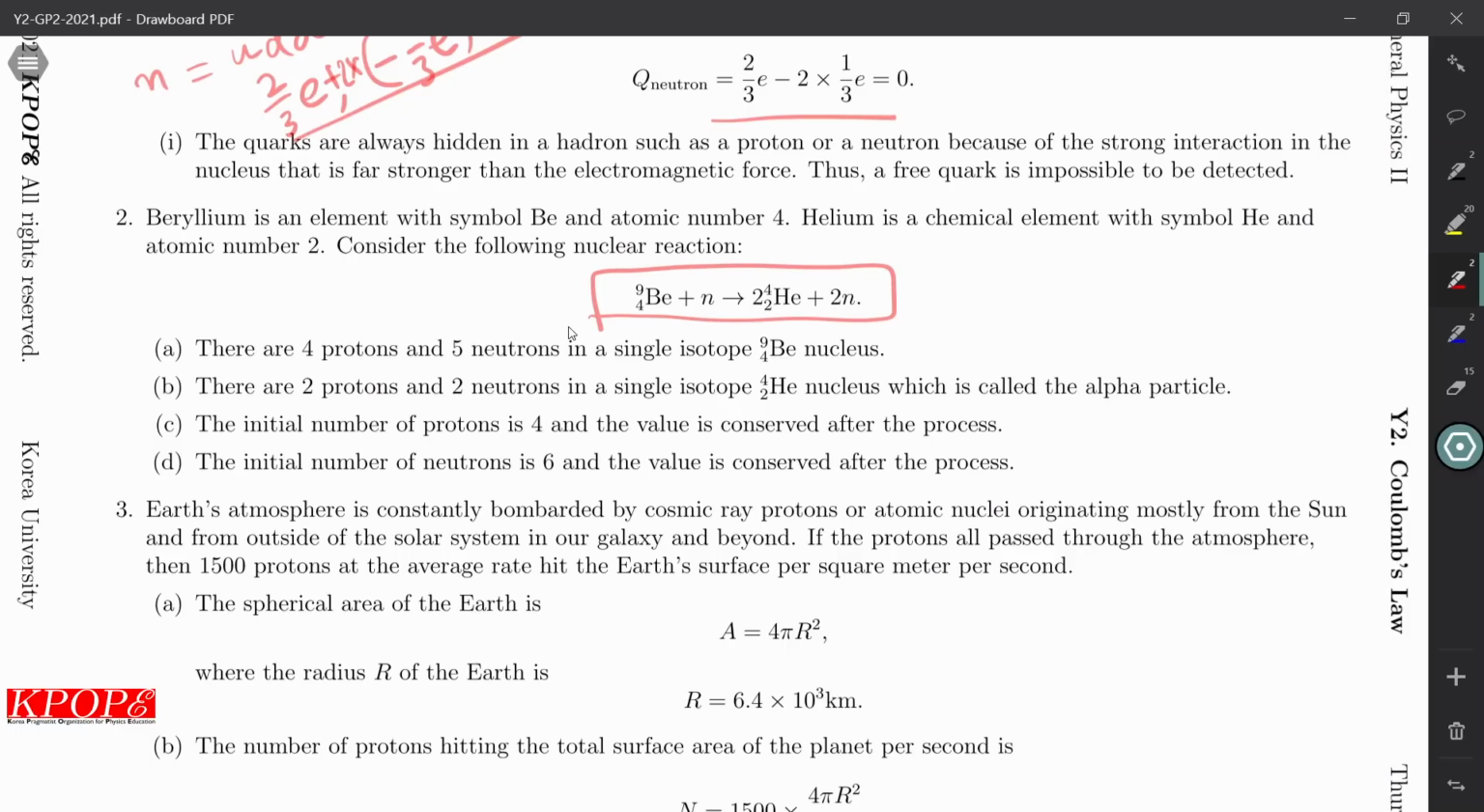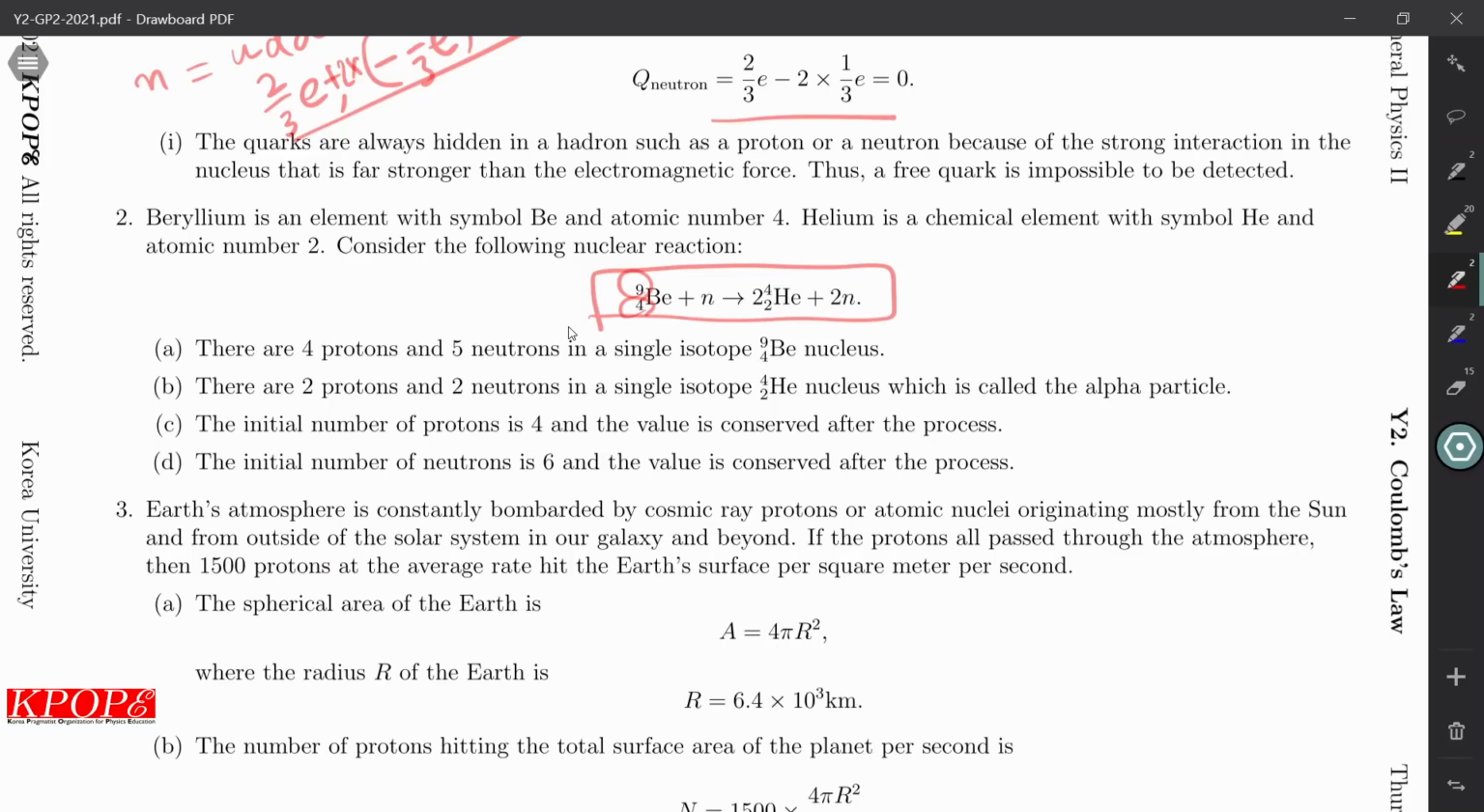This one shows the nuclear reaction formula. Beryllium is hit by a neutron. That means 2 alpha particles and 2 neutrons. Beryllium is an element with the symbol Be and atomic number 4. Atomic number 4, so there are 4 protons. That means that there are 5 neutrons in here.